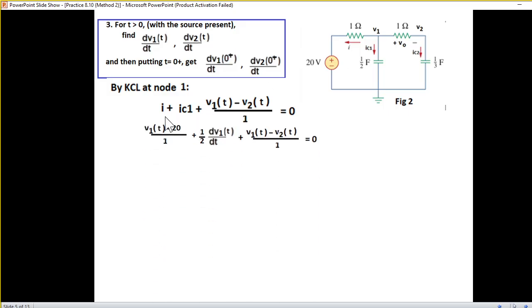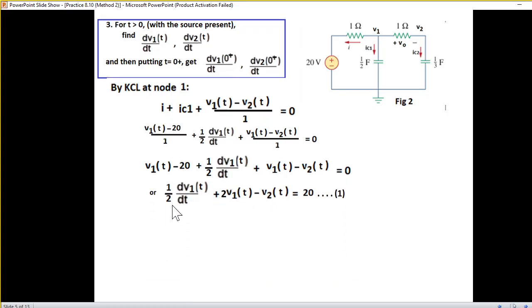And now we put the value: I is (V1 minus 20) divided by the resistance. IC1 is the capacitor current, C dV/dt, so 1 over 2 dV1/dt, and this one is V1 minus V2. Now we'll eliminate 1 from the denominator. The equation will be this. Rearranging, this is our equation number 1 in terms of a derivative.